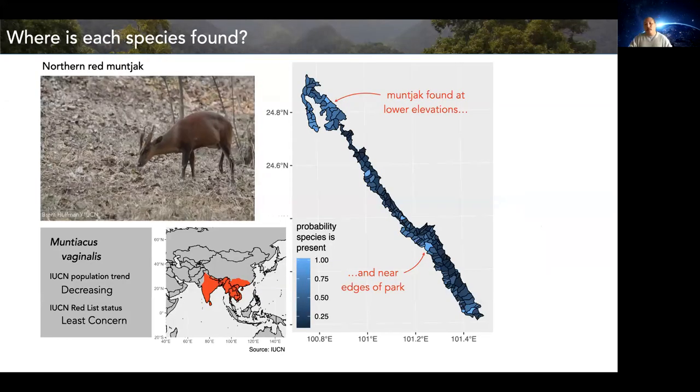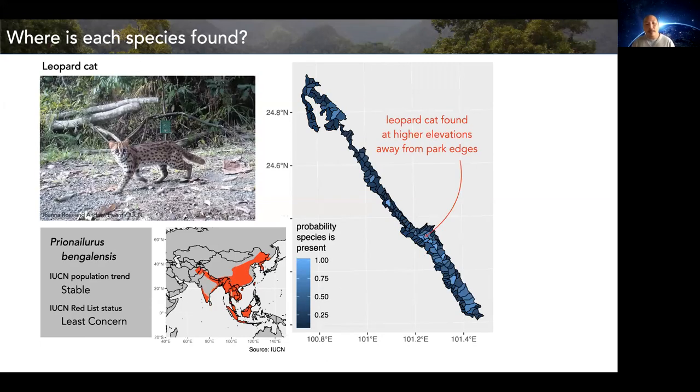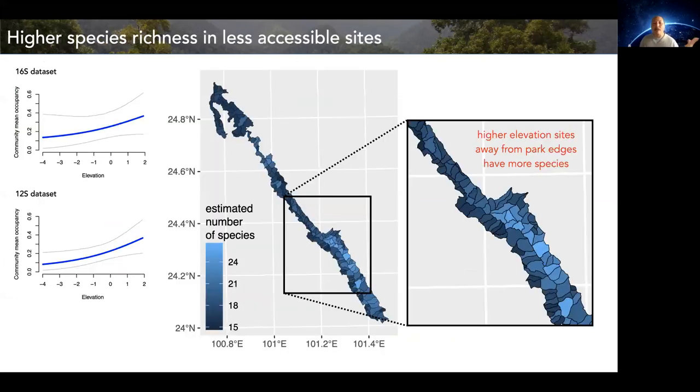Okay, so some quick results. Here's the map of the park, and the light color means the modeled probability is higher. The muntjac is found in lower elevation sites and also towards the edge, which makes sense. There's a leopard cat, and this is the opposite. This species is found more often in the middle of the park and the core, the less accessible sites. If you take all those maps and add them together, you see that there's more species richness in these higher elevation, less accessible sites.